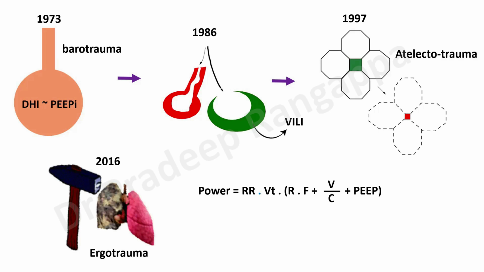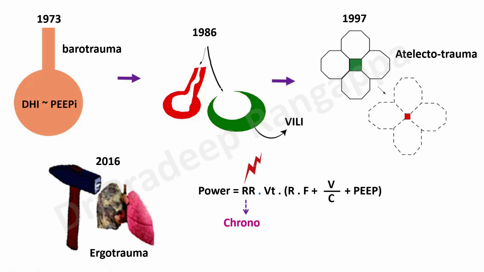So what is ergo? When you talk about mechanical power, if you have to simplistically look at the variables that influence it, there is respiratory rate, tidal volume, resistance, flow, compliance, volume, and PEEP. These are the factors that influence the mechanical power of the lung. And each of these factors is attributed to certain types of injury. So respiratory rate causes injury to the lungs, which is called chronotrauma. That is due to the energy transfer that happens to the lung.